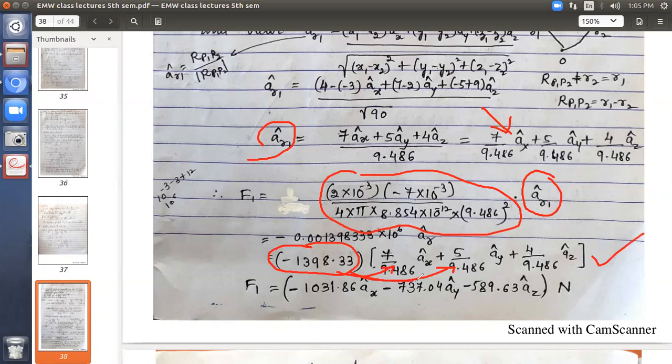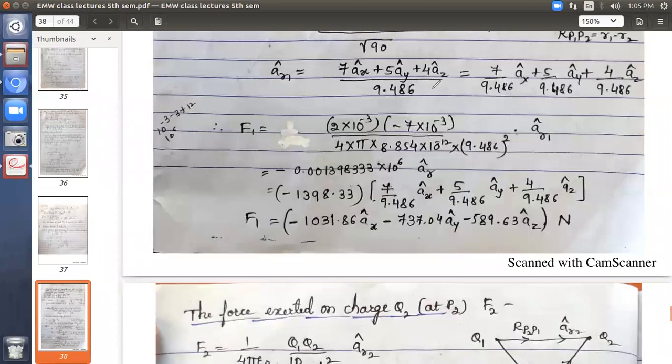So here usage of the calculator is frequent. So make sure this is multiplied by this, you keep the first term, second term and third term like this. So this is your force. The SI unit of force is newtons, so I have written N, capital N. This is force F1. I hope you will complete this.